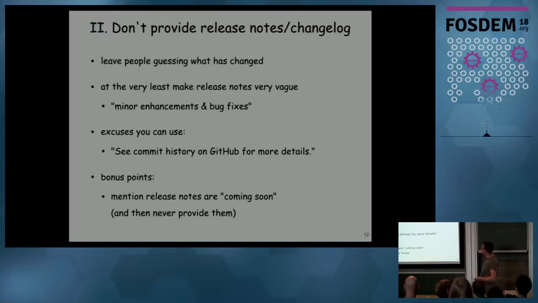Don't give people release notes or changelogs. Just leave them guessing. If you do want to have release notes or somebody's forcing them on you, just say minor enhancements and bug fixes, right? And as an excuse, you can tell people to just use the commit history, right? It has all the changes. You have clear commit messages like fix typo and all that stuff. They can look there. Bonus points, mention on the website that they are coming soon, and then never put them there.